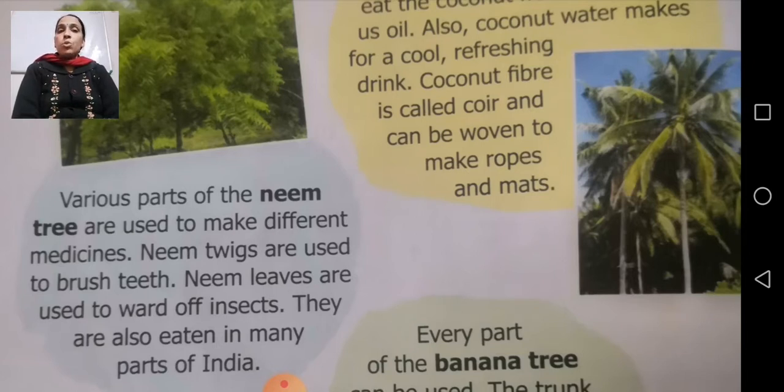Now neem twigs are used to brush teeth. Now twigs means what? Twigs means दातुन. सो अभी भी आप अगर जाओगे विलेज एरिया में, if you will go and see over there, तो आपको बहुत सारे ऐसे लोग मिलेंगे, those who are brushing their teeth with neem twigs. So twigs ka what is the meaning of twigs? That is datun.